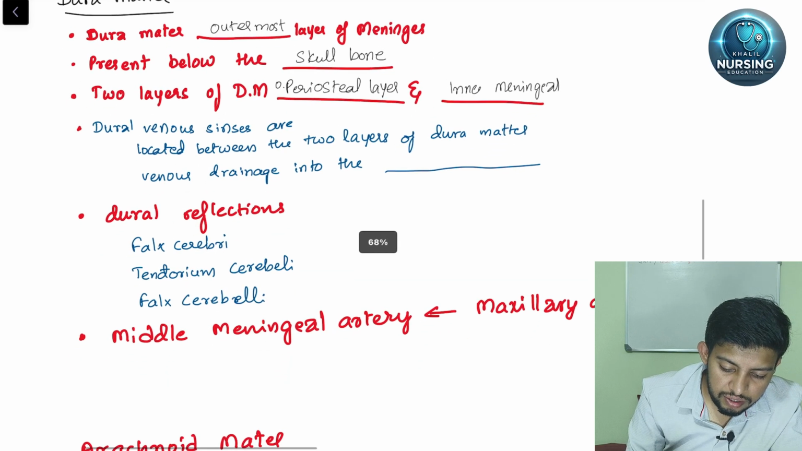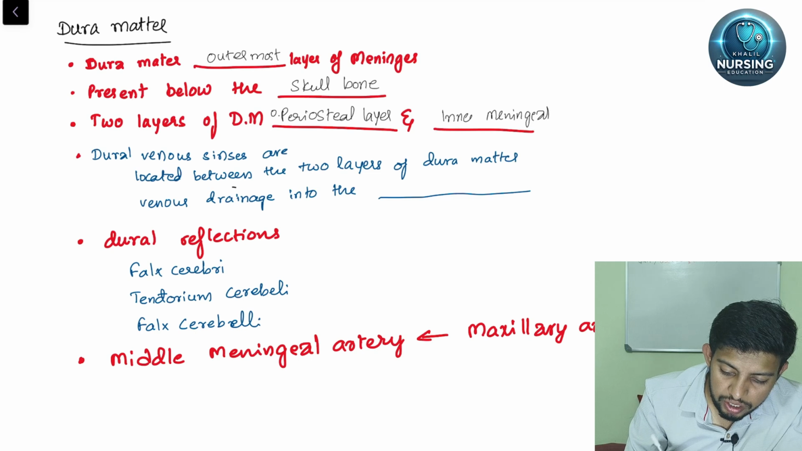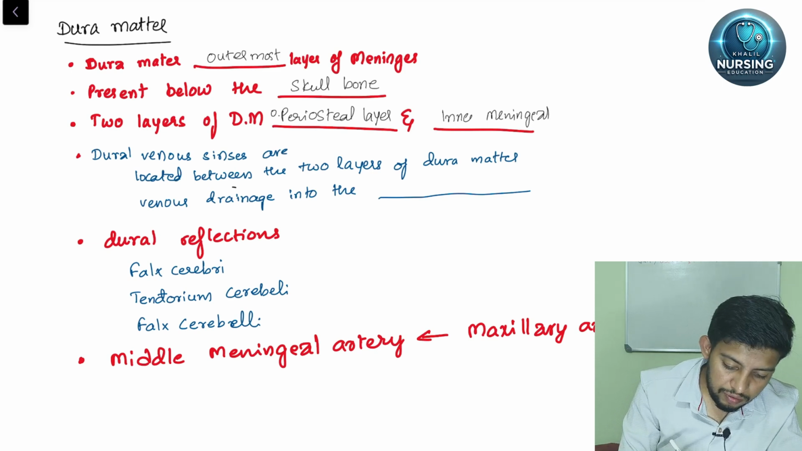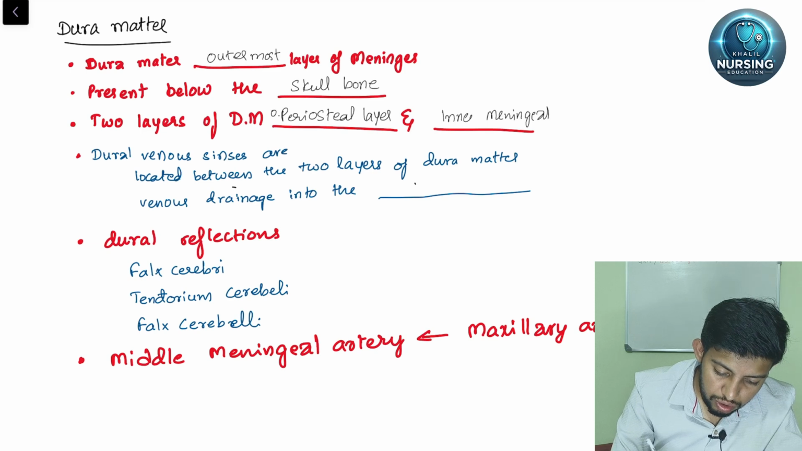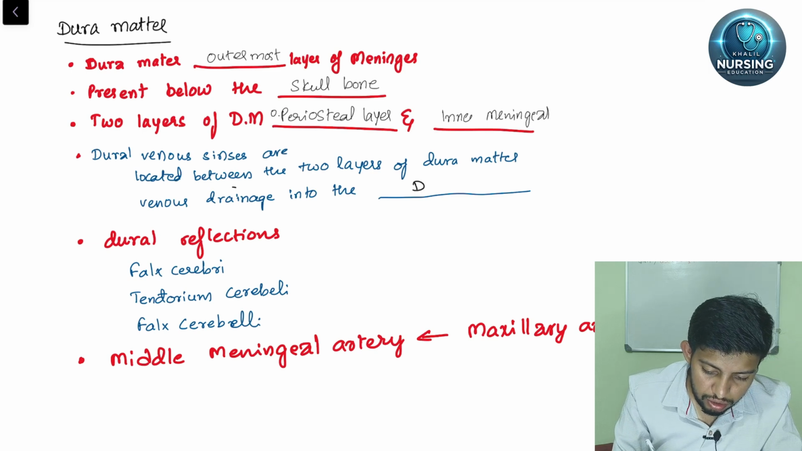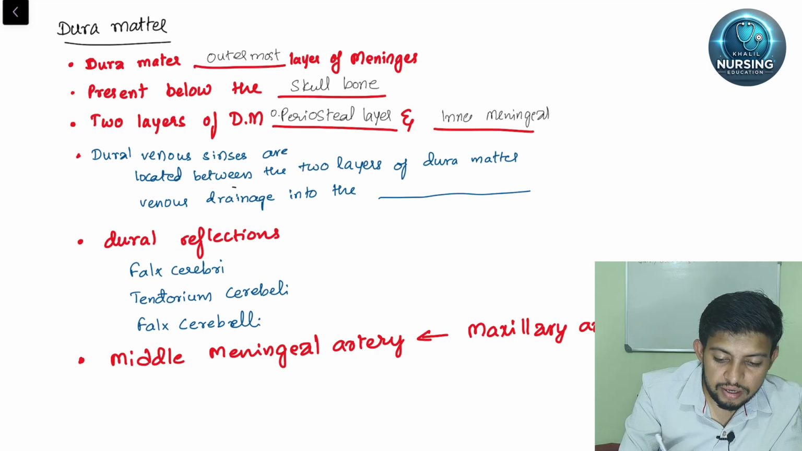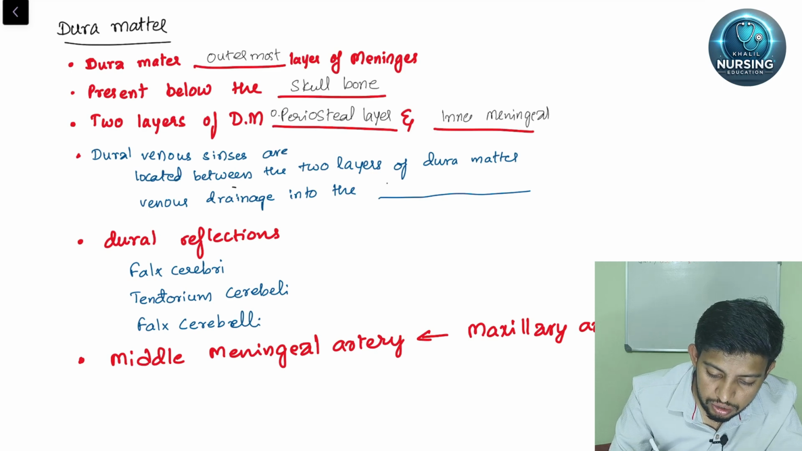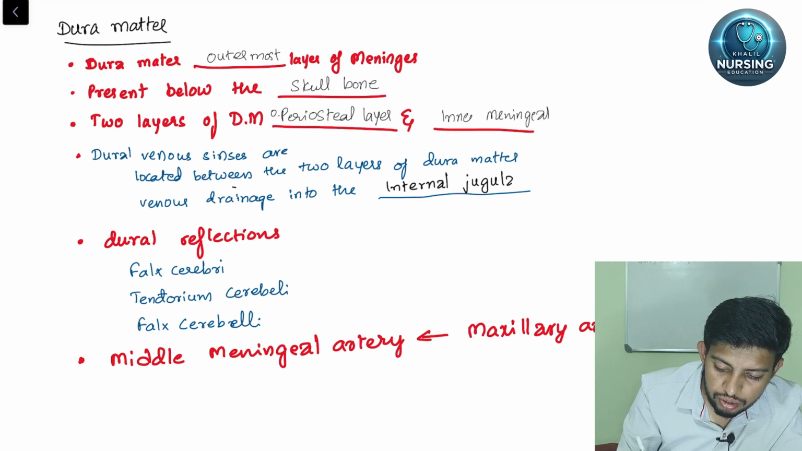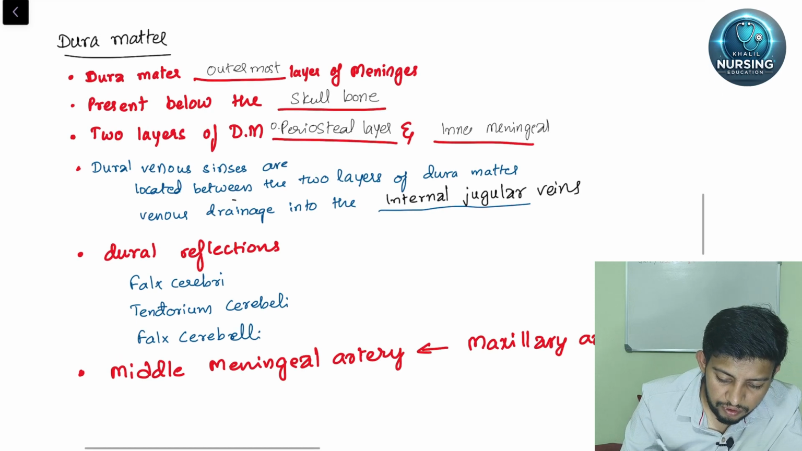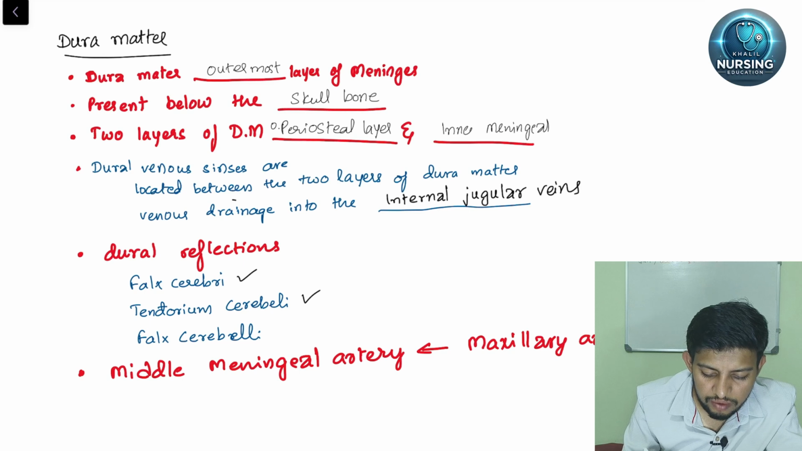Next, dural venous sinuses are located between the two layers of dura mater. Venous drainage goes into where? This venous drainage will drain into the internal jugular veins. Next, the dural reflections are falx cerebri, tentorium cerebelli and falx cerebelli.